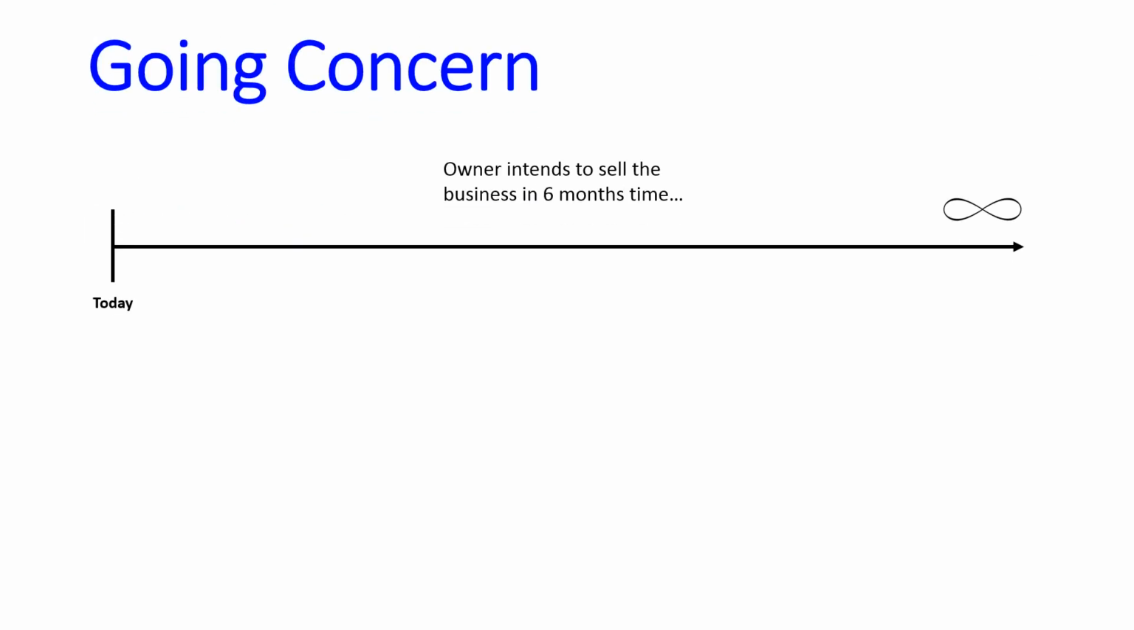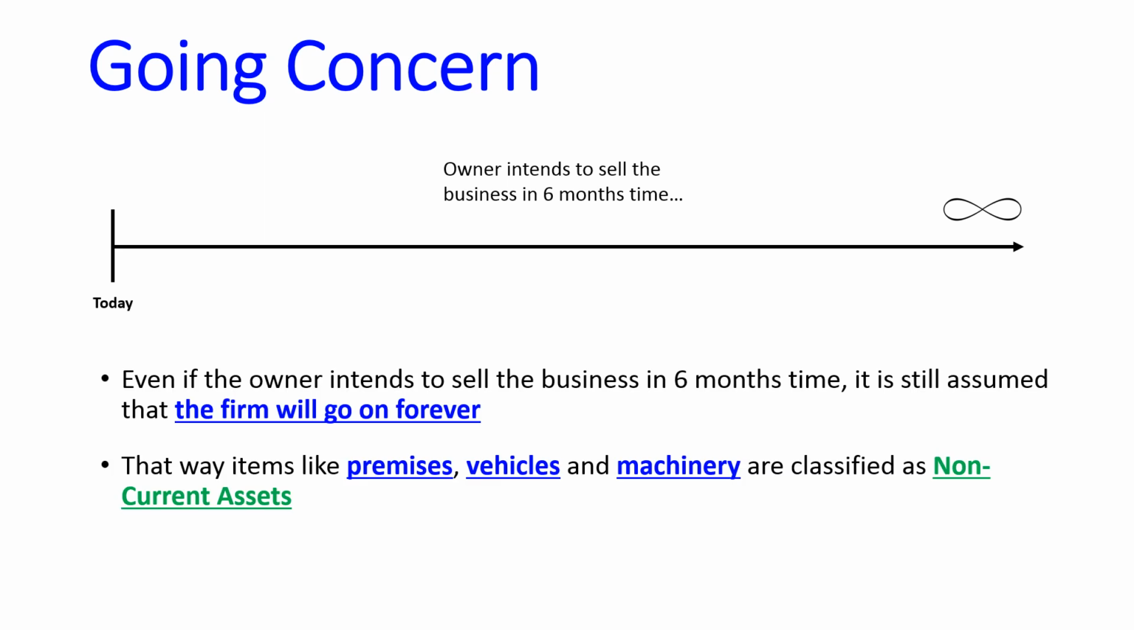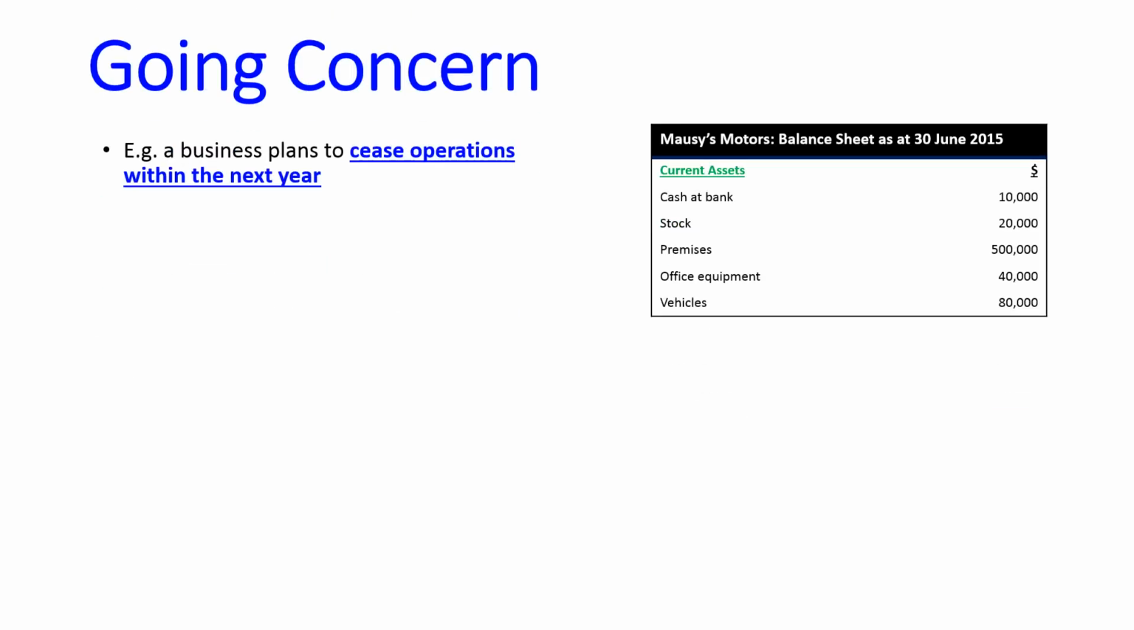So let's say the owner did intend to sell the business in 6 months' time, so they've got a plan. You can do that obviously and have a plan, but in your accounting records, that assumption will never appear. It totally breaches the going concern. Even if the owner intends to sell the business, it's still assumed the firm will go on forever, and that way items like the premises, the vehicle and the machinery are classified as non-current assets.